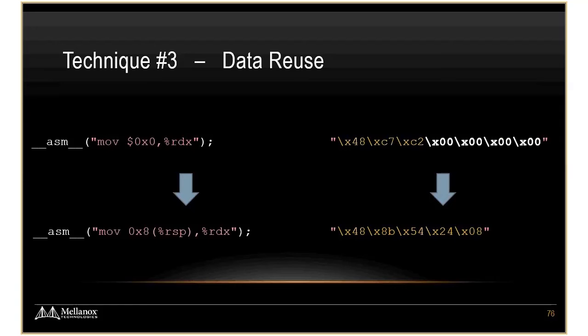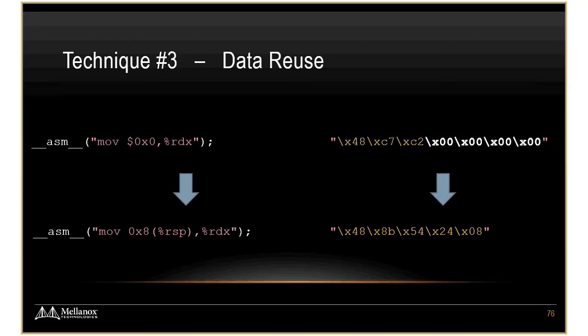Okay. Any question here? So assume that in RSP plus 8, I previously put a 0. I know that at that location on the stack there is a 0. So if I want to move a 0 into RDX, I can take the location where I previously put a 0, and copy from that location into the register RDX.